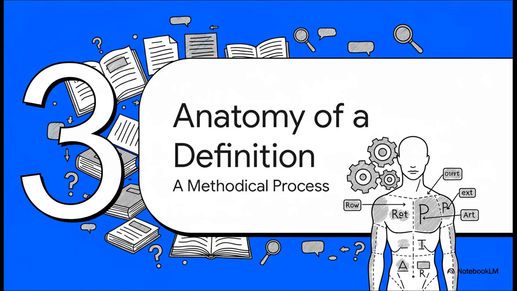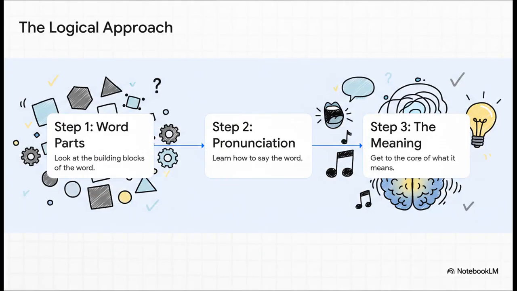Okay, now this is where it gets really cool. It's all about how a resource like the Simple English Wikipedia takes a word apart. It's not just a definition, it's a full-on dissection. It's like an anatomy lesson, but for language. And the approach they take is just so logical, it's beautiful. It's basically a 3-step process. First, you break it down into its building blocks. Then, you figure out how it sounds. And finally, you get to the good stuff, what it actually means.